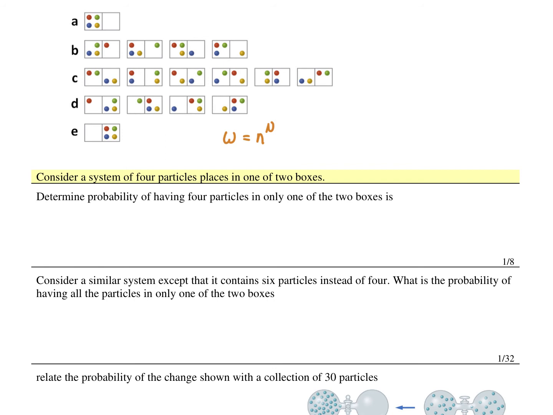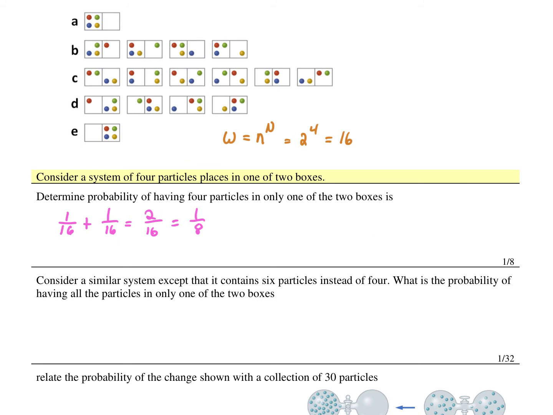Let's go back to considering probabilities. The total number of microstates can be given by n raised to the N power. n here is 2. There's 2 boxes, and if we consider only 4 particles, the result is going to be 2 raised to the 4th power, which is our 16 possible microstates. Of these 16 possible microstates, there are 2, A and E, that have all 4 particles in one of the 2 boxes. So the total probability of having all particles in one of the boxes is 1/8.